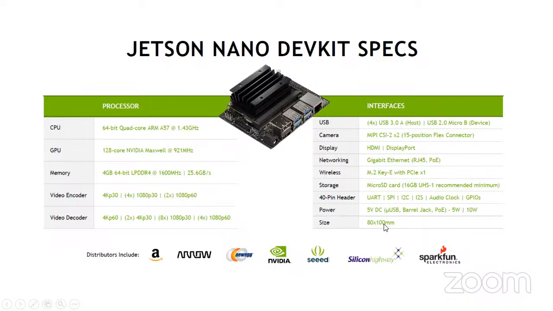Then the size of the board is 80 by 100, so it's a very compact board. You can hold it in your hand. It's very small, so it's easy to prototype small or large scale robotic systems using Jetson. Different distributors are these.